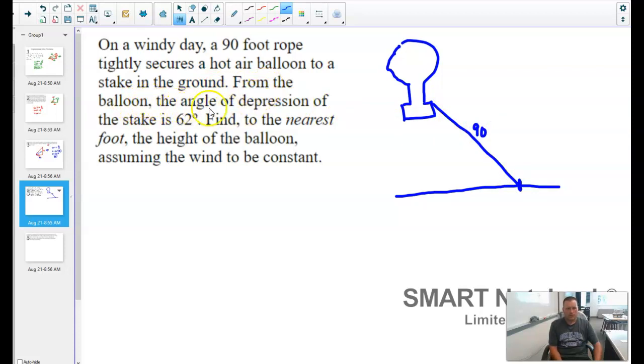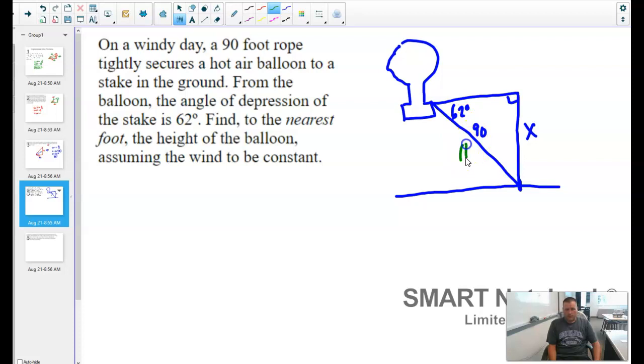From the balloon, the angle of depression of the stake is 62 degrees. So that means, if I drew an imaginary line here and a line here, this angle right here would be 62 degrees because that angle of elevation down there is 62, straight out down. So there's 62 degrees. We want to know the height of the balloon, assuming the wind is constant. So I want to know this distance right here. There's my 90-degree angle.